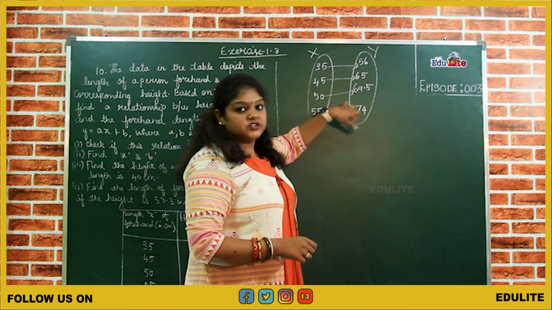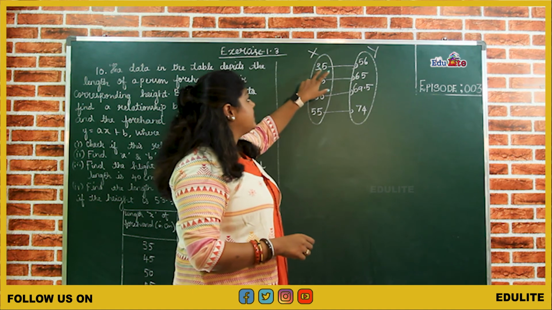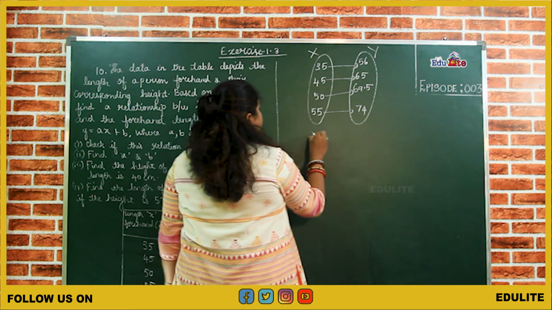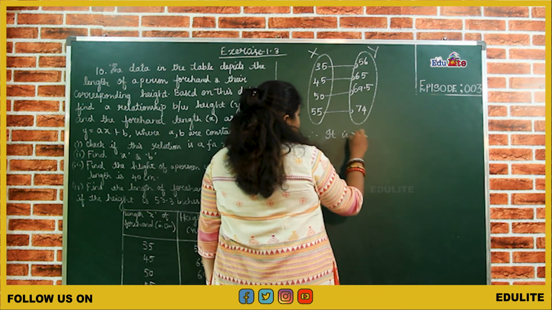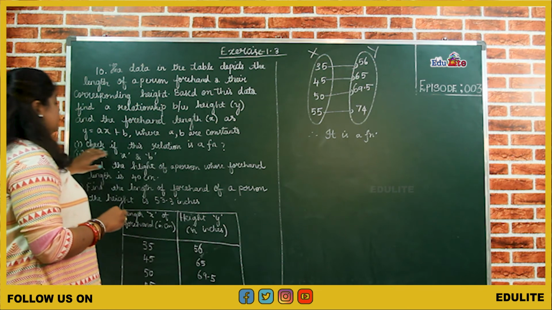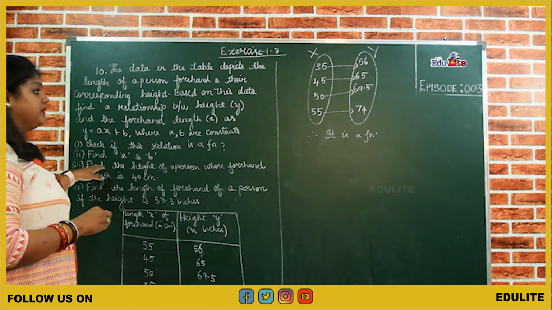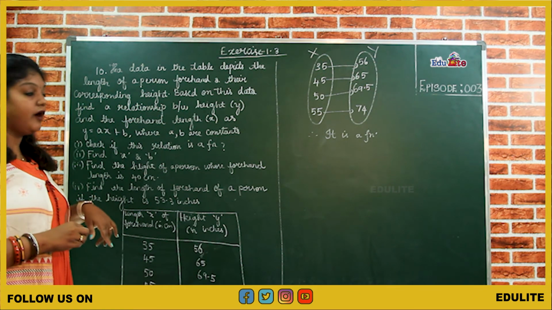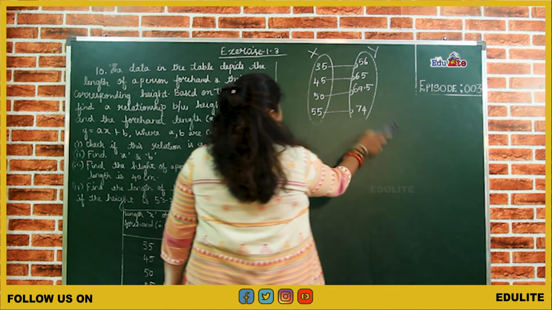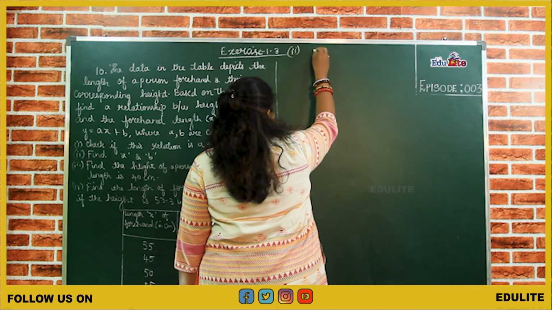So the image is unique. For each x in X, there is only one y in Y. Therefore, it is a function. We have completed the first part. The second part given to us is that we need to find the values of a and b. Let us do that.